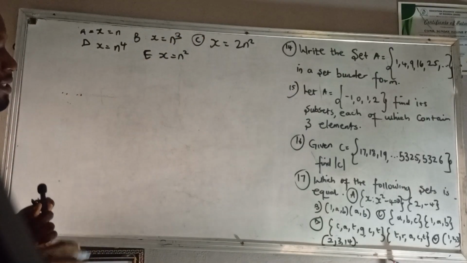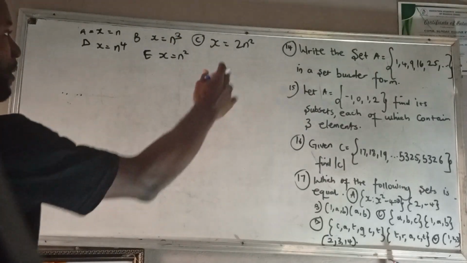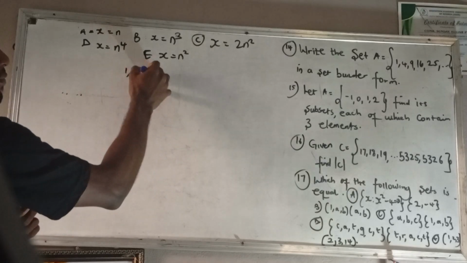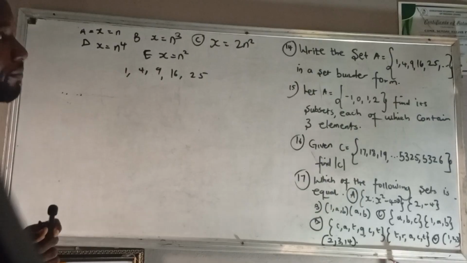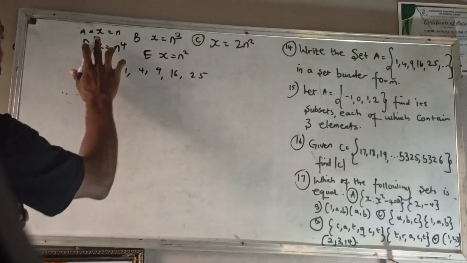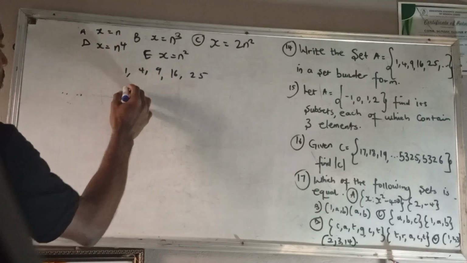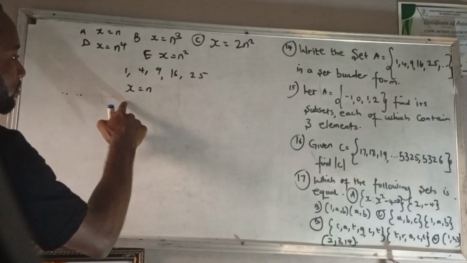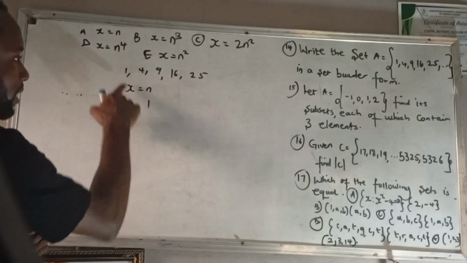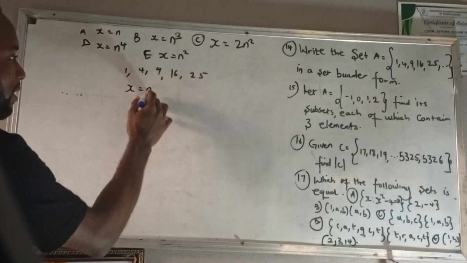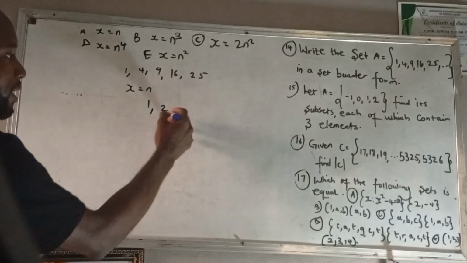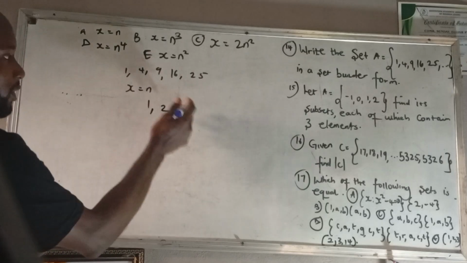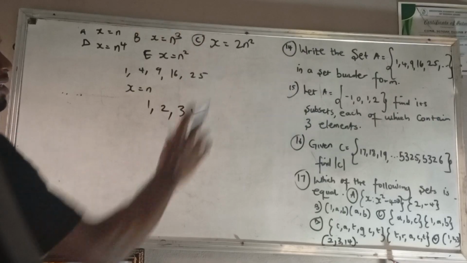So we are to write the given set in a set builder form. Remember that it is 1, 4, 9, 16, and 25. Let's start with the first option, x equals n. If I put in 1 here, I have my 1. If I put in 2, there is no 2 here. When n is 3, it does not correspond with this given set.